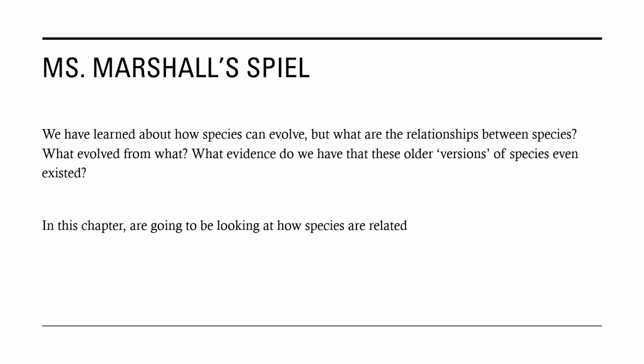Welcome everyone to our first video for chapter 10, which is looking at how species are related. So we have looked at how species can evolve, through mutations and natural selection, eventually leading to the formation of different species. Now we're looking at the relationships between those species: what evolved from what, and what evidence we have of these older versions of species even existing. So that's what we're going to be looking at in chapter 10.